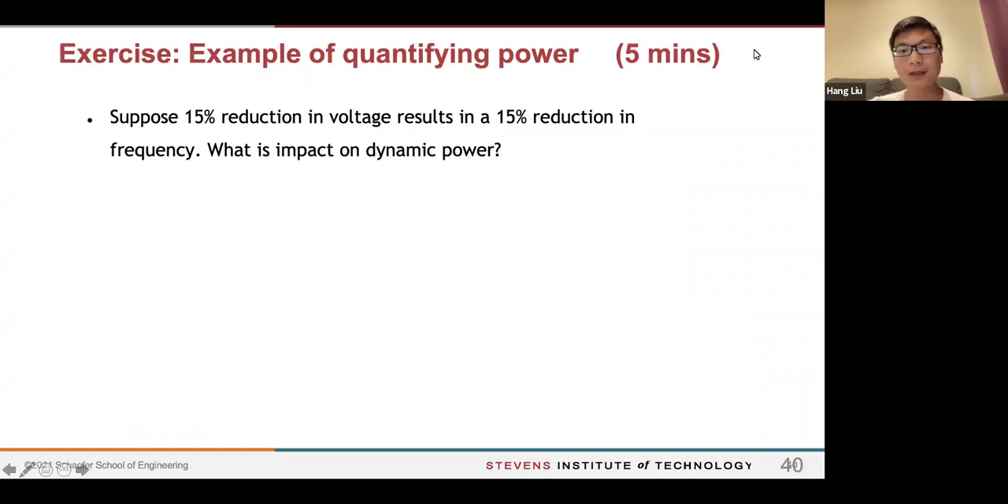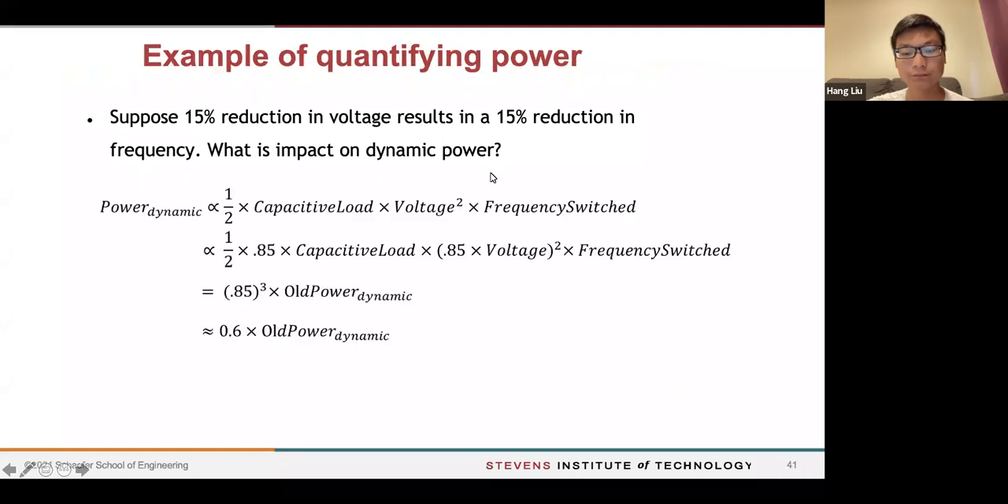Can you use 5 minutes to work out, if we reduce the voltage by 15% and the frequency by 15%, what is the impact on the dynamic power? Please pause this video and do the work. Okay, this is the result.